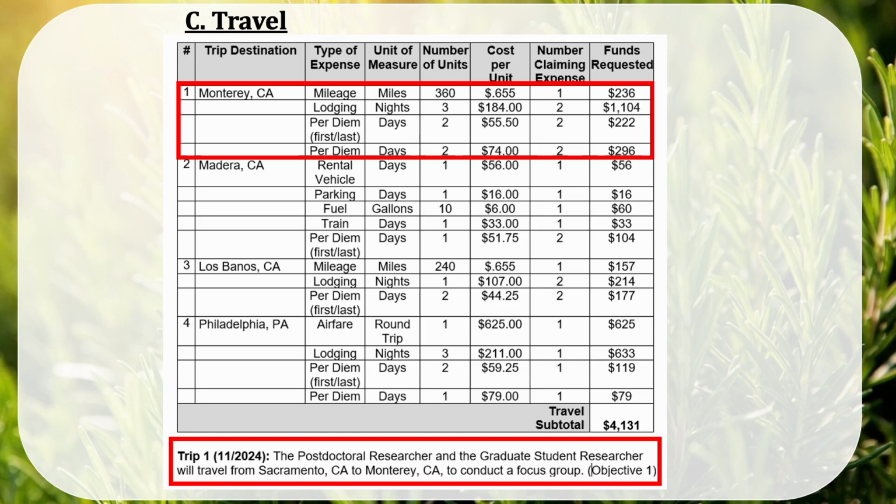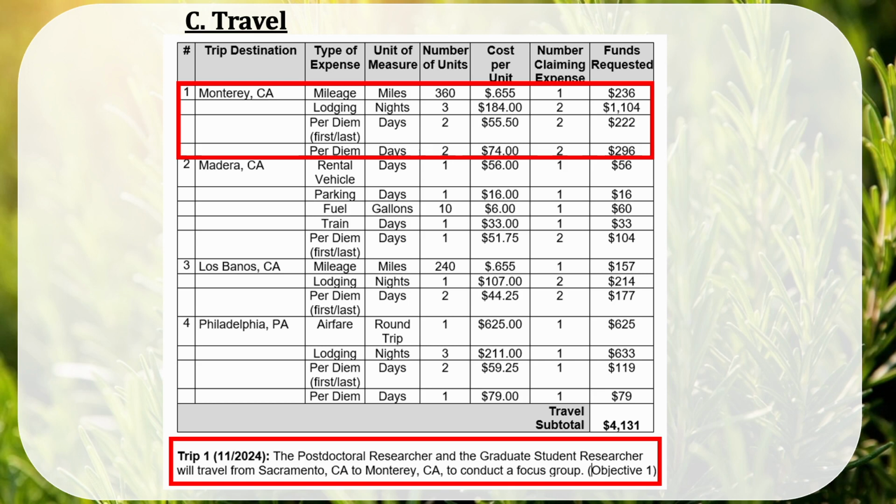This example includes 4 separate trips. For trip 1, the destination is Monterey, California, and there are 3 associated expenses: mileage, hotel, and meals. On the mileage line, 360 miles are requested at a cost of 65.5 cents per mile. There is only one person claiming the mileage expense because both people will be traveling together in the same car.